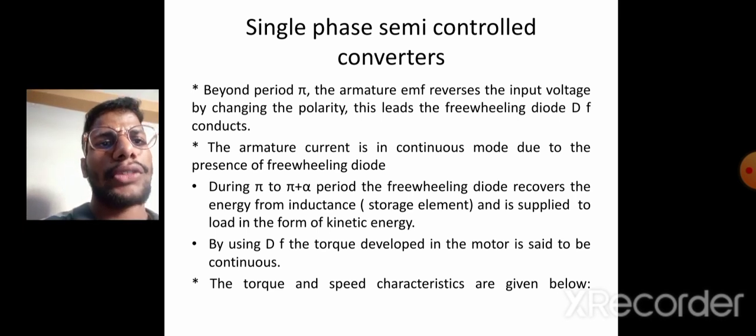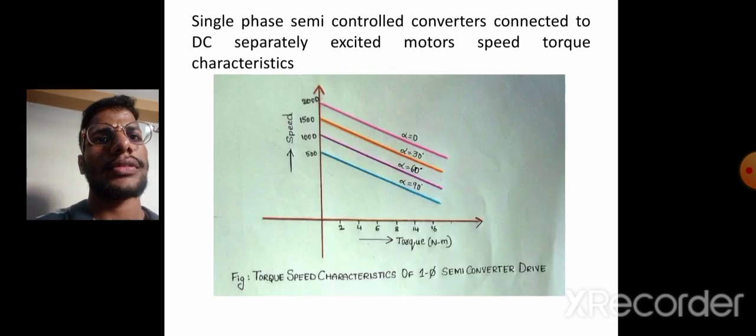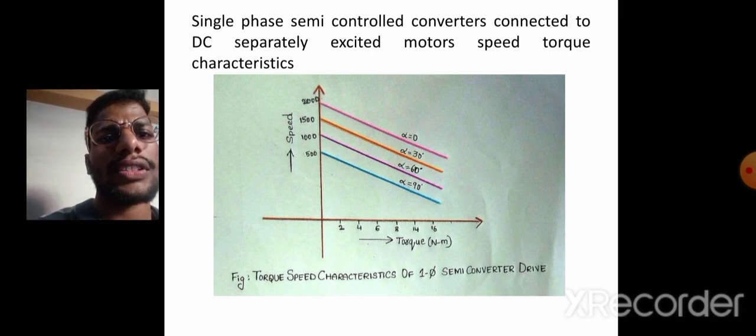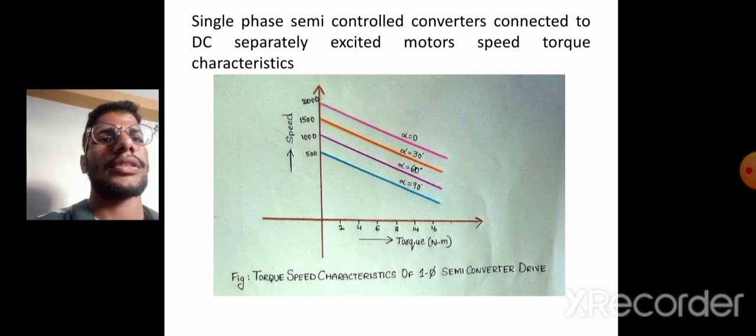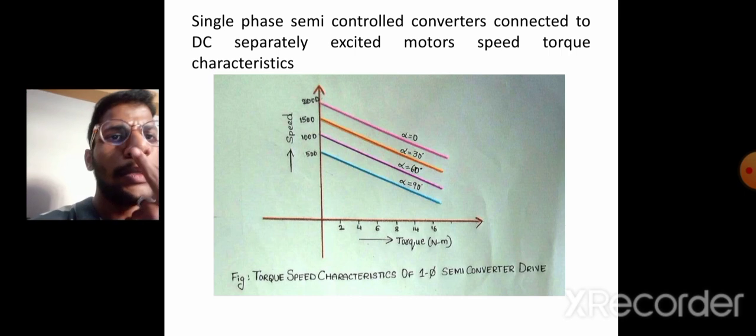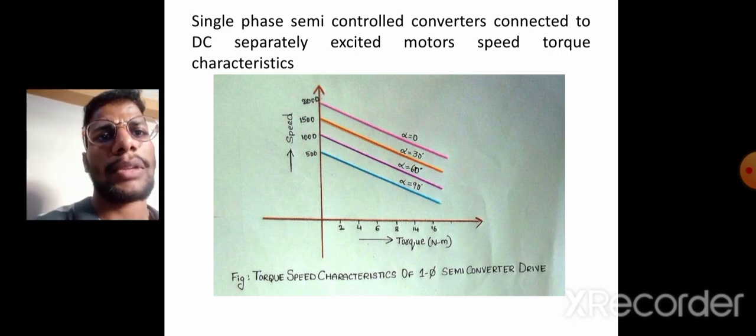And coming to the speed and torque characteristics of a single phase semi converter fed separately excited motor, the characteristic between speed and torque is that the torque is inversely proportional to the speed, and it is drawn between torque and speed, where the unit of speed is rpm and the unit of torque is newton meters.